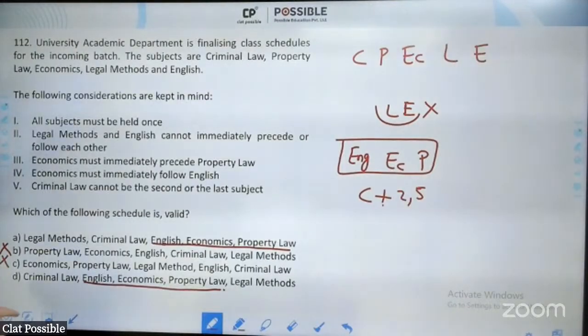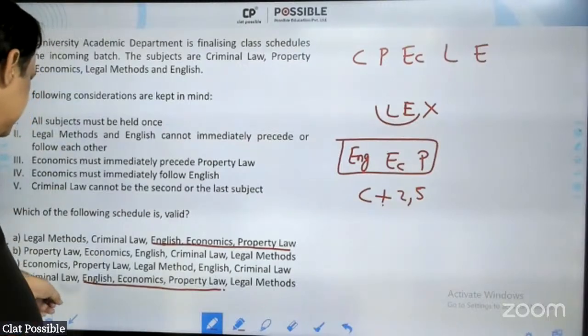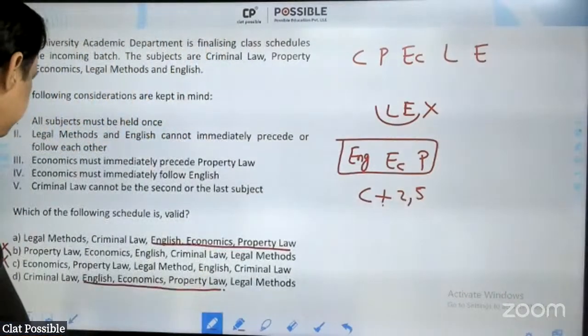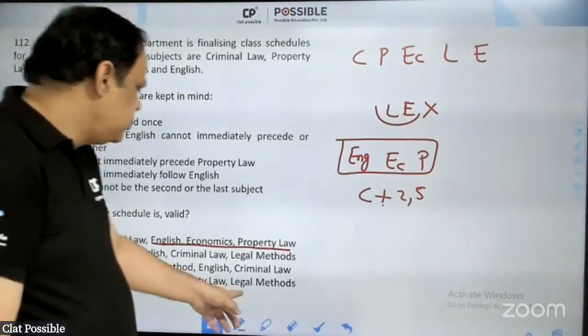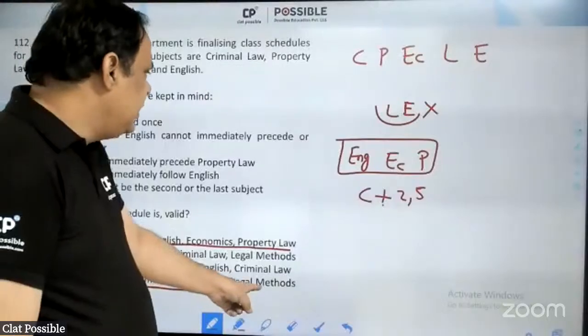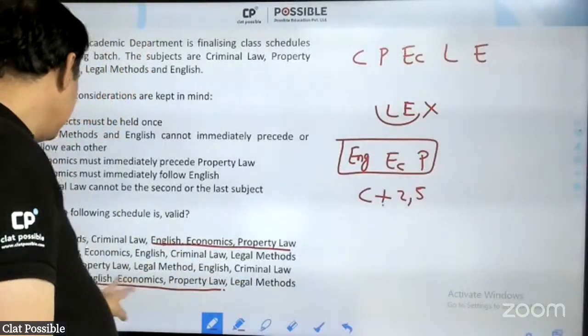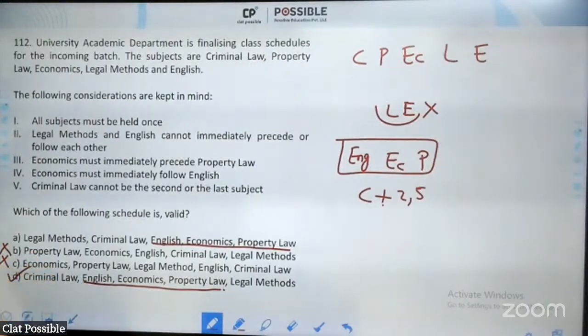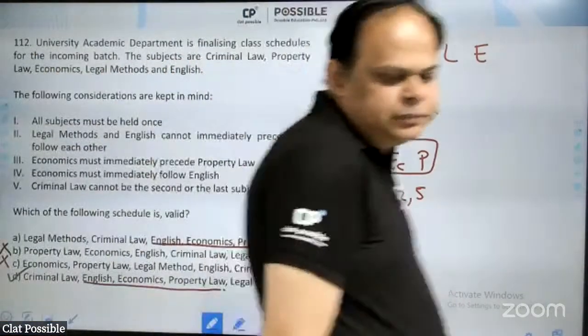So let's look at whether D satisfies this. Criminal law: yes, so C is not at the second or the fifth position. That is okay. These three things should come together. The last one is L, and L and E should not come together, which is fine. So everything is matching. So answer option D is the right answer.